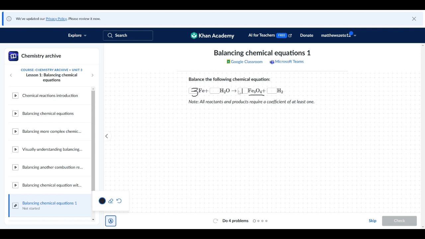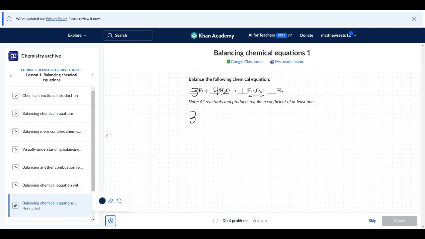Going back to this iron oxide, we also have 4 oxygen atoms, and that also needs to be balanced. Since there's 1 oxygen in each water molecule, we know that there need to be 4 water molecules to balance the oxygen. Now let's look at everything that we have so far.